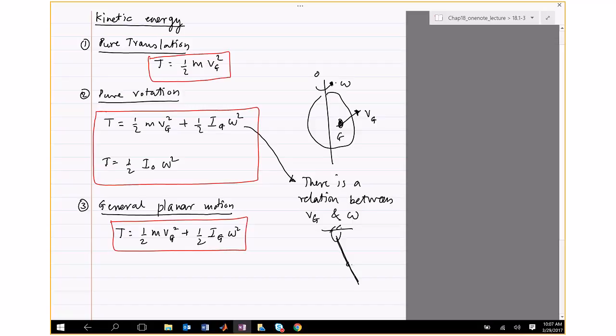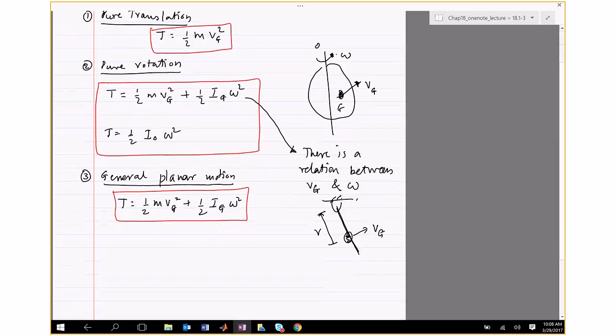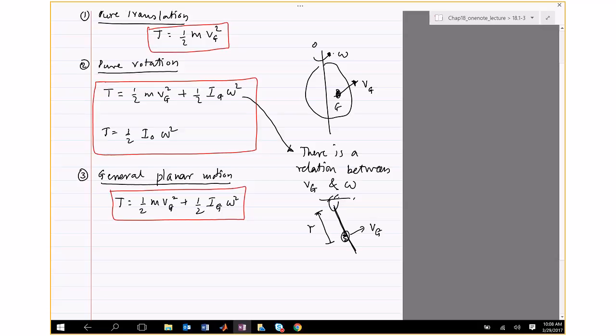So that relation, for example, for a pendulum, the velocity of G, Vg, this is R, then it turns out that the vector Vg is the vector omega cross R. Sorry, I should write it as a vector. So omega cross R. Okay. Because there's a special relation between Vg and omega, this expression reduces to the second expression. So this one can be simplified to that.